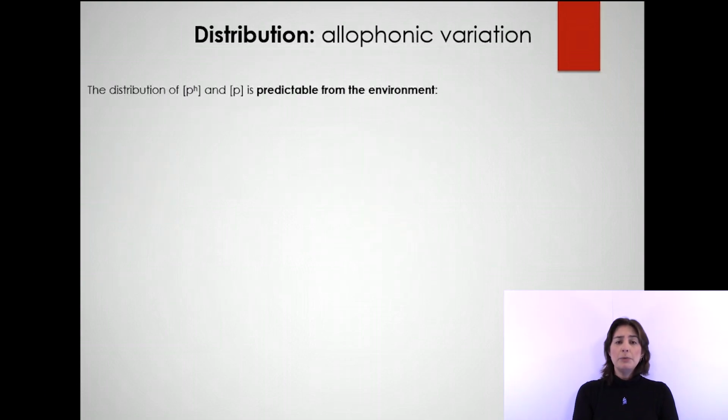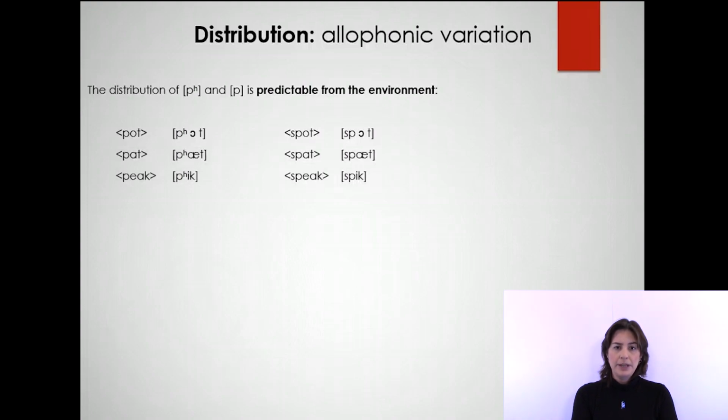Moreover, the distribution of aspirated p and non-aspirated p is predictable from the environment. Take a look at the following data. We have pot with aspirated p and spot with non-aspirated p, pat and spat, peak and speak, each one with the first aspirated and the second non-aspirated. What can we deduce from this small set of data about the distribution of aspirated versus non-aspirated p in English?